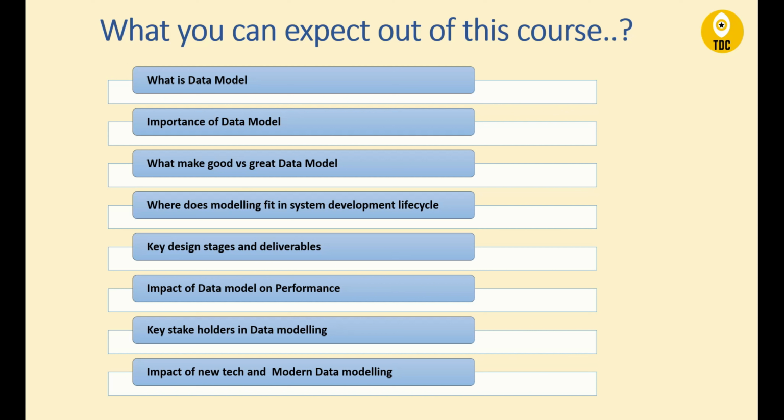So if you're working in data projects, you might have heard about data modeling here and there, but we will understand theoretically what exactly a data model is, and also what is the importance of a data model. So what are the advantages, what are the benefits, why exactly is a data model taken so seriously in enterprise projects, right? And what exactly makes a good or great data model. So what is the difference between good and great data models, right?